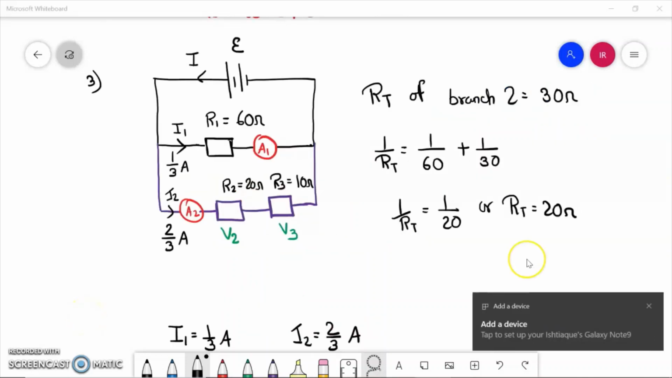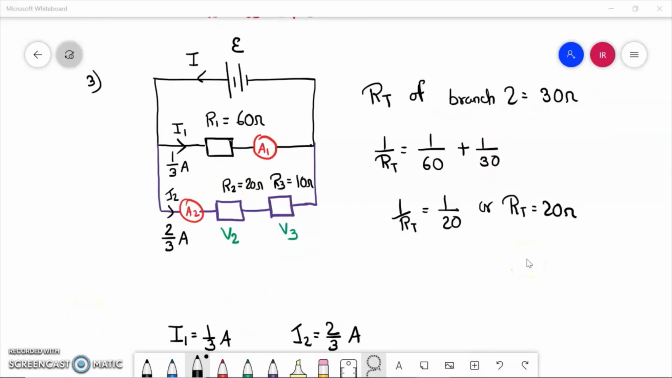Next up, we have a parallel circuit here. So here we have a parallel circuit with two branches. Each of these is called a branch, and there is one resistor in branch 1, but there are two resistors in branch 2. So how do we solve this?